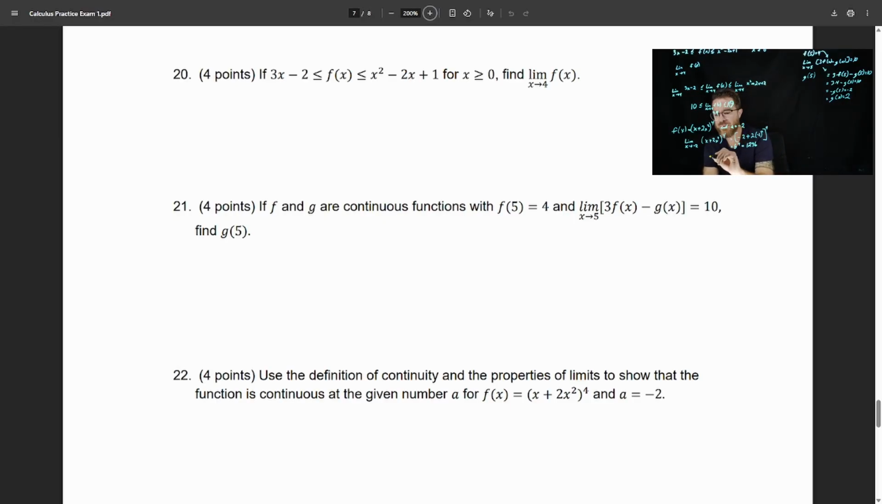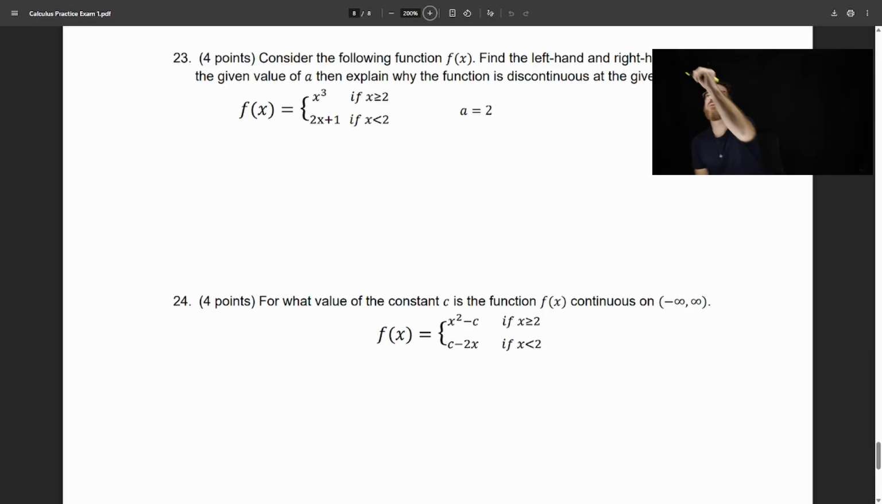Now we need to evaluate whether that function is equal at this point, -2. So of course, if we did that, we would get f of a, which is -2. Same idea, it would be (-2 plus 2 times -2 squared) to the 4th, which is exactly the same thing, 1,296. So this means that our limit as x approaches -2 of f of x is equal to the function at -2. So therefore, this function is continuous.